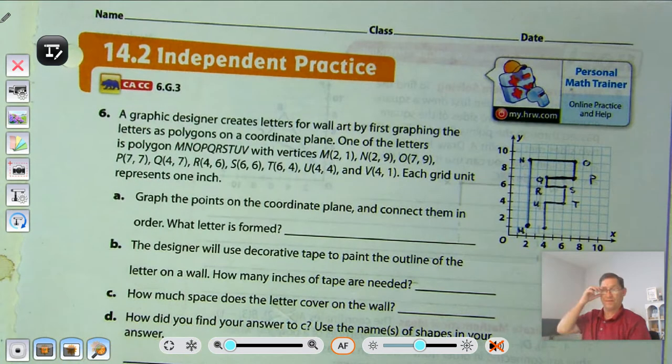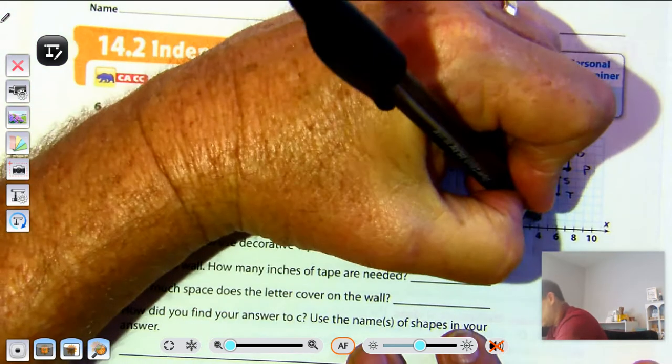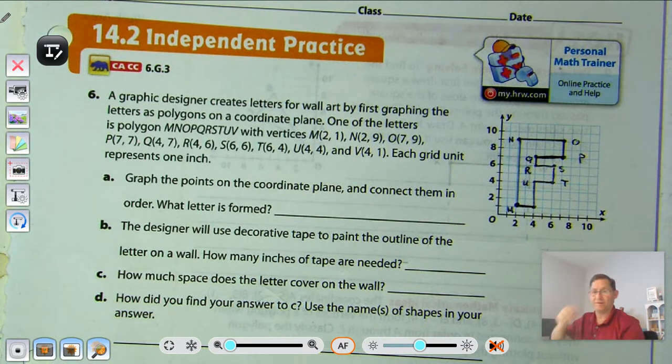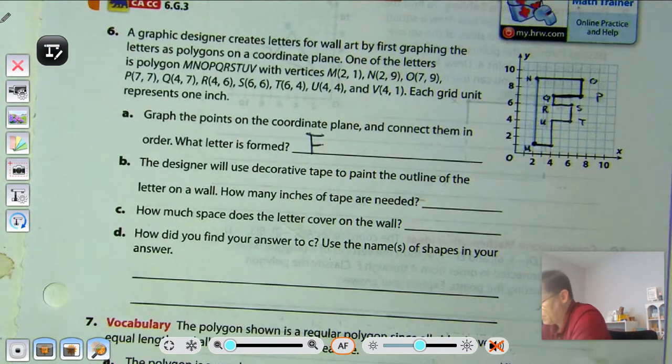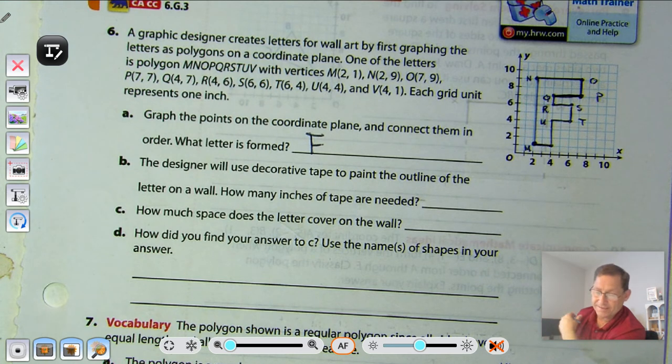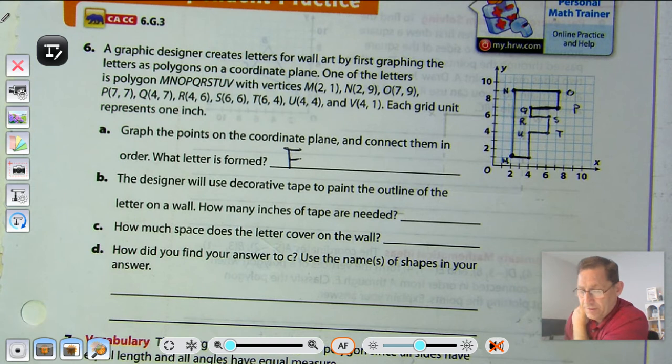Okay. And we need to complete it by closing it. So we get the capital letter F. All right, so F is formed. Designer uses decorative tape to paint the outline of the letter on a wall. How many inches of tape are needed? So what are the total units of our shape?